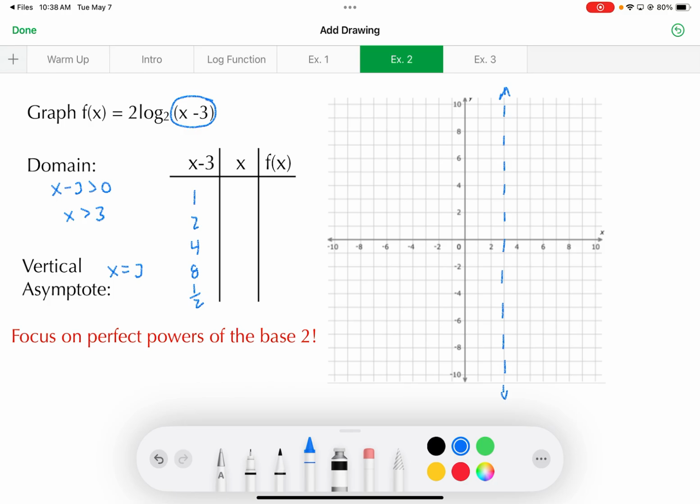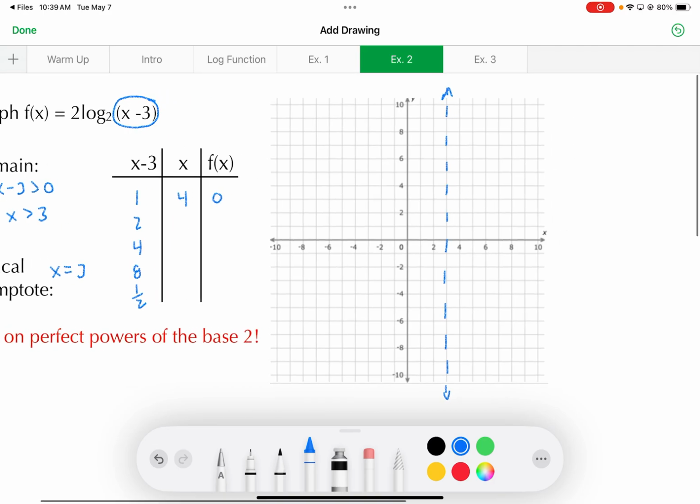So I have to ask myself, for x minus 3 to become 1, what would x need to equal? What number minus 3 gives you 1? 4. That's the actual number that I'm plugging in for x, which is consistent with the domain. So 4 minus 3 is 1. What's log base 2 of 1? 2 to what power is 1? 0. Then multiply it by the 2 that's out in front, still 0. So we're plotting the point (4, 0).